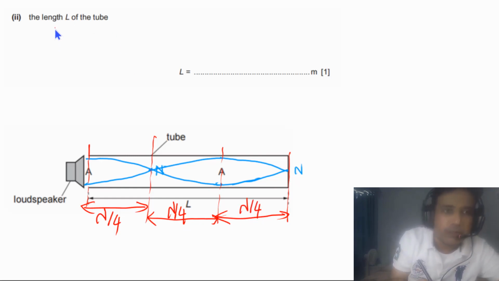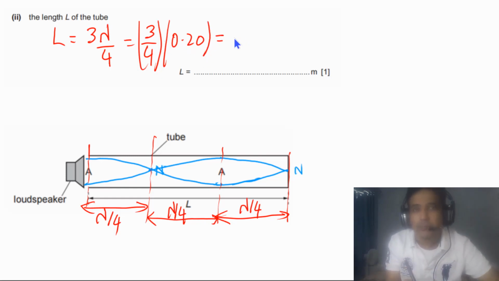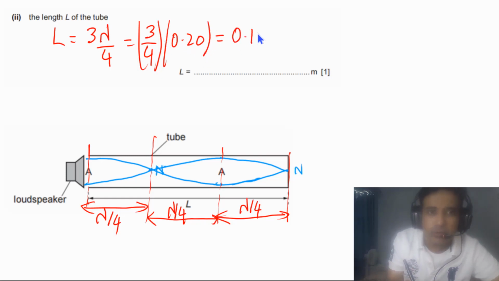So simply we can say in this case L is equal to 3 times lambda by 4. So we can write 3 by 4 times lambda, which we have already calculated, that was equal to 0.20. Now if we multiply this, we will get 0.15 meters. So this is the value of L. L is equal to 0.15 meters. So if we got the right answer, we will get 1 mark.